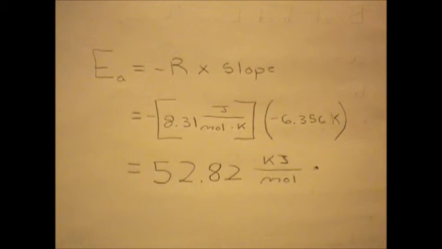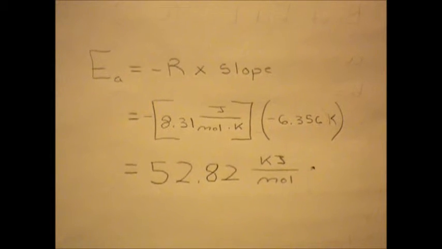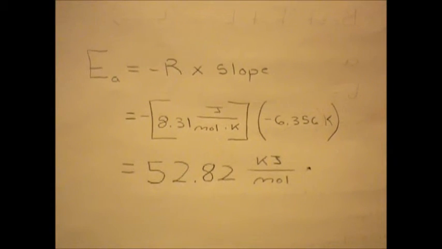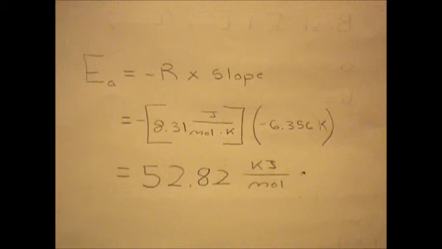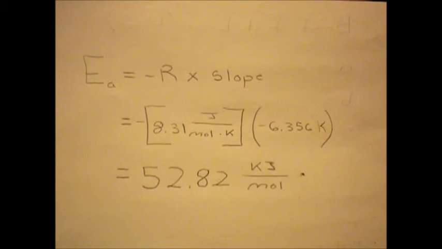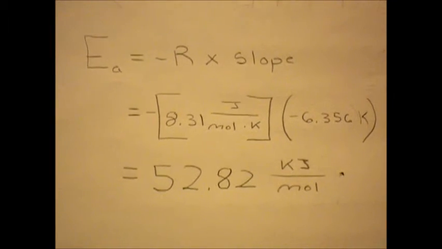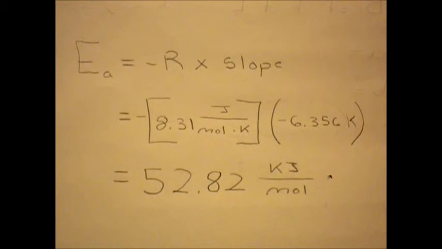Once we find that, to get the activation energy, we are going to take the negative value of the constant R times the slope. The activation energy for us was 52.82 kilojoules per mole.